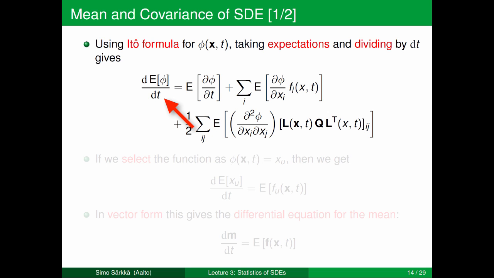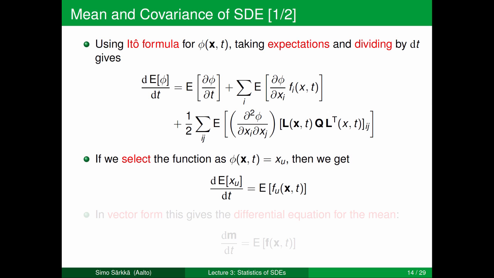equation. So the time derivative of the expectation of phi is equal to the expectation of the partial derivative of phi with respect to time, plus the summation of expectations of the partial derivatives of phi with respect to x_i times the corresponding f_i's, plus half times the expectations of the partial derivatives of phi with respect to x_i and x_j times the corresponding elements of L Q L transpose. This formula can now be seen as a general moment differential equation for the corresponding SDE.